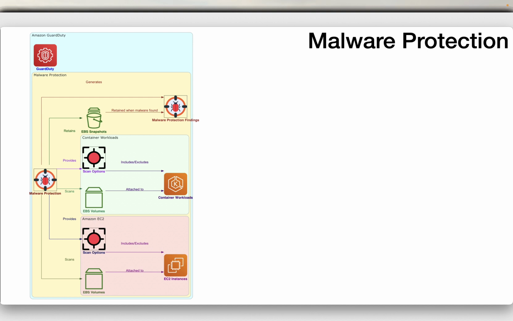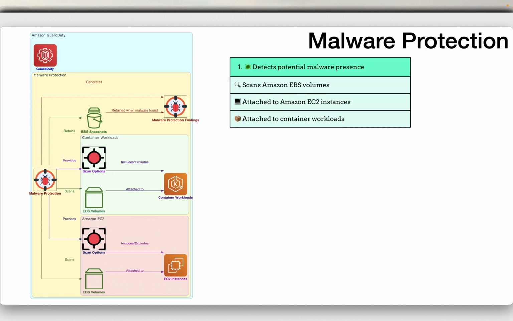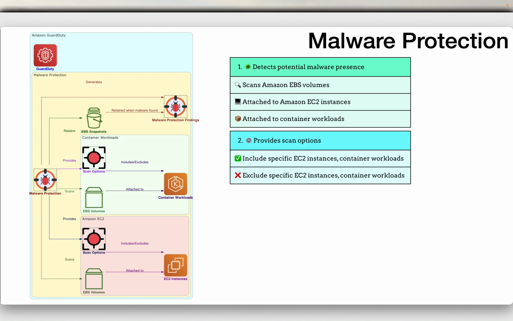So the first one is malware protection. Malware protection helps you detect the potential presence of malware by scanning the Amazon Elastic Block Store, Amazon EBS volumes that are attached to Amazon Elastic Compute Cloud, EC2 instances and container workloads. Malware protection provides scan options where you can decide if you want to include or exclude specific Amazon EC2 instances and container workloads at the time of scanning.